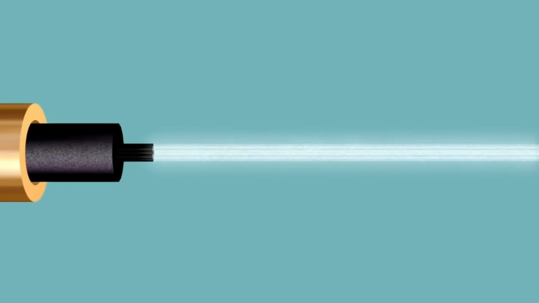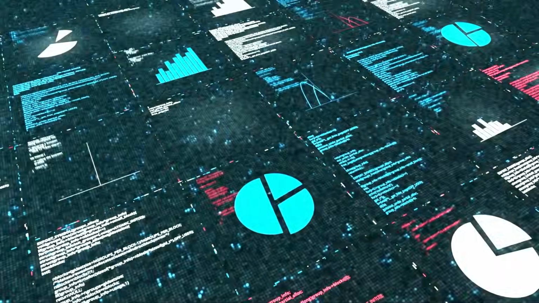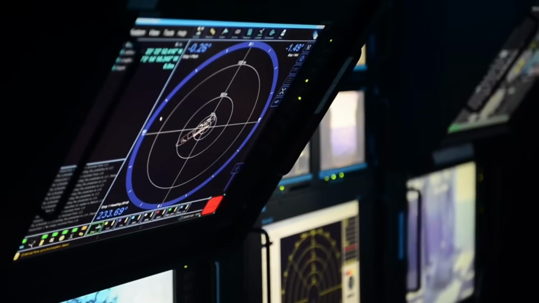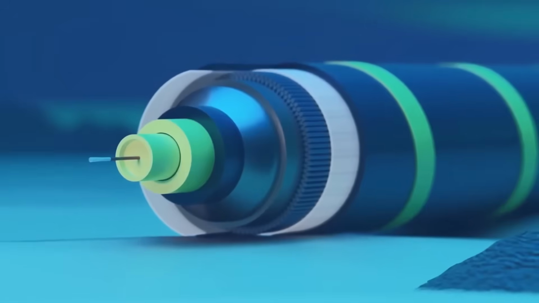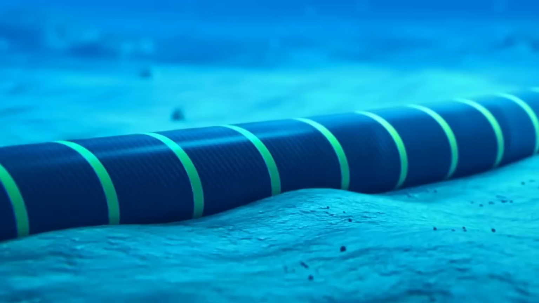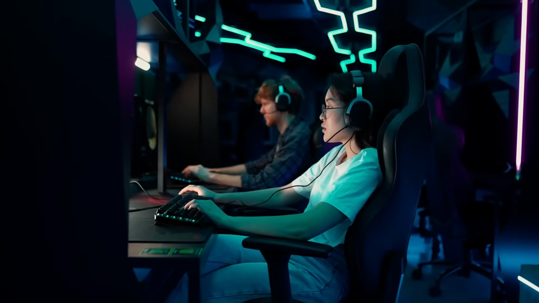At the receiving end, light signals are converted back into electrical signals or digital data that computers, servers, and phones can interpret. Despite traveling thousands of kilometers underwater, this entire process happens almost instantaneously, which is why streaming, video calls, and online gaming feel seamless.